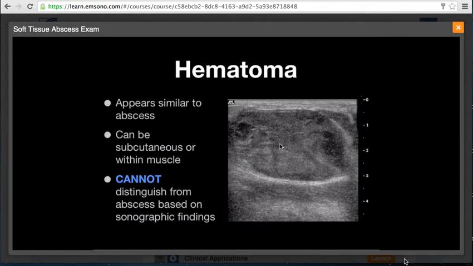Here is a patient that had a hematoma. It appears similar to an abscess cavity, and there's going to be swirling of the internal contents with transducer pressure. It's just that here you've got red blood cells as opposed to purulent debris. So remember, ultrasound cannot distinguish between a hematoma and an abscess based on sonographic findings alone.